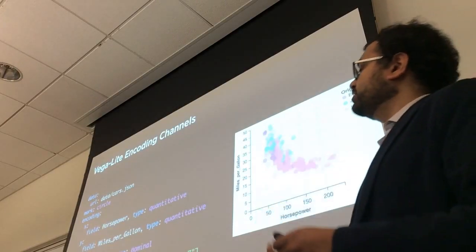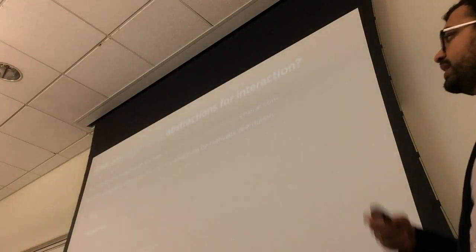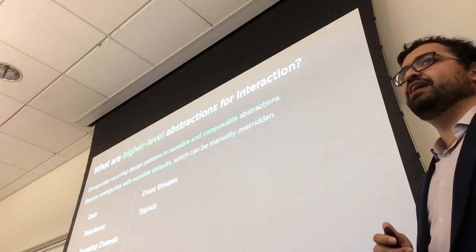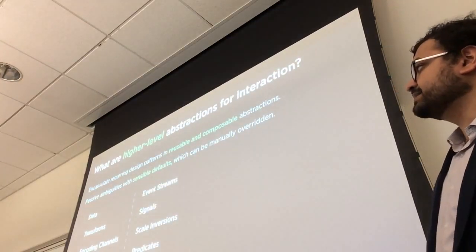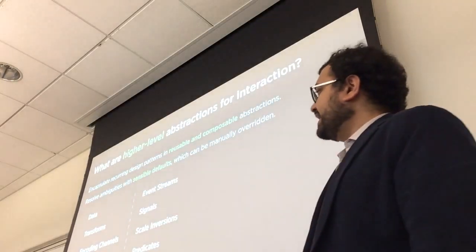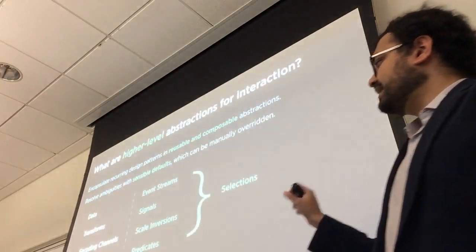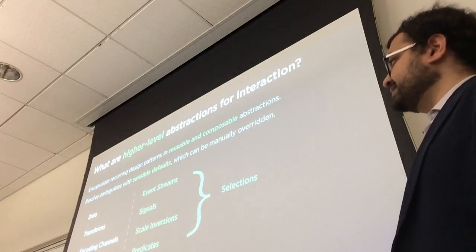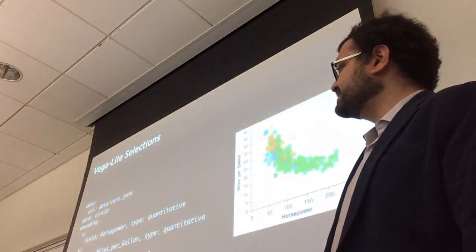Now, there's a lot more to talk about how Vega Lite does visual encoding, but for the purposes of my defense, I wanted to focus on how we enable interaction techniques. So Vega Lite takes event stream signals, scale inversions, and predicates, and it encapsulates them in this new abstraction called a selection. So let's look again at some examples.